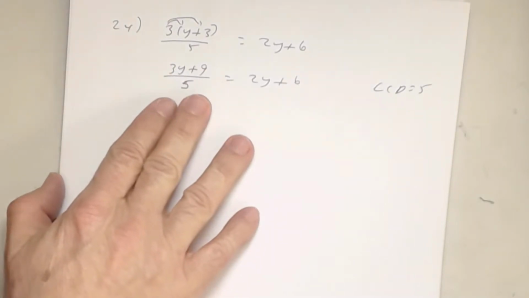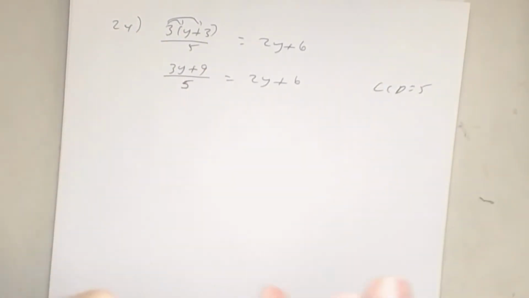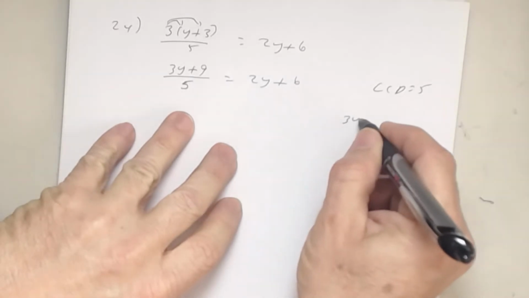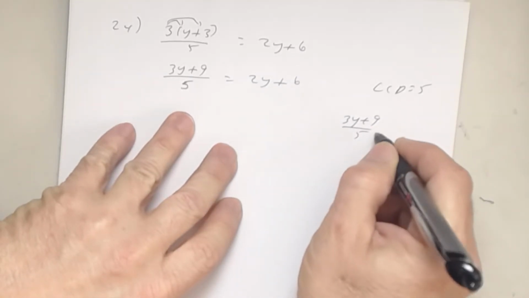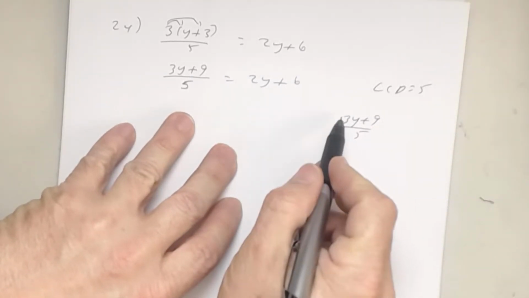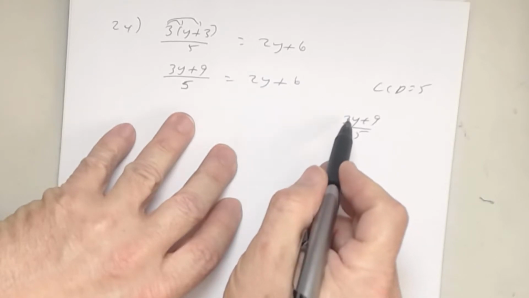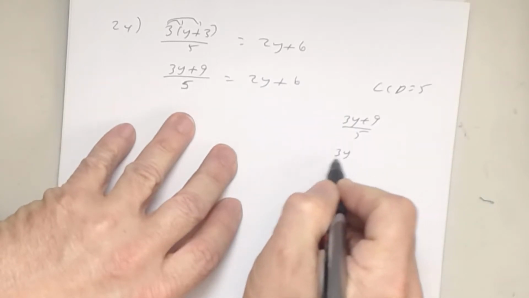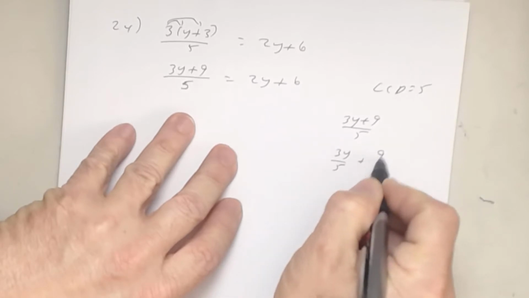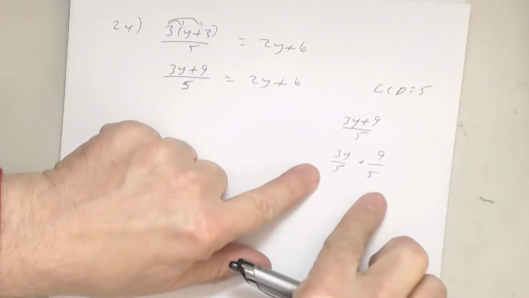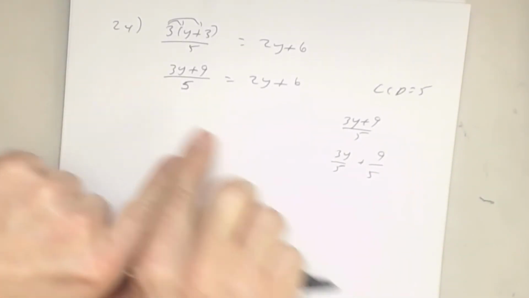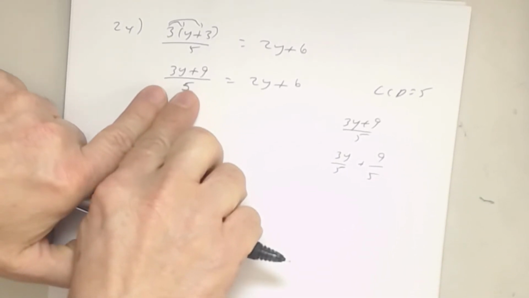Now, just letting you know, I want to show you this, and there's nothing wrong with it. If you wanted to, you can write this as 2 fractions. Because you can write this as 3y divided by what? 5 plus 9 divided by 5. See how it looks? But I would just leave it like this for right now.